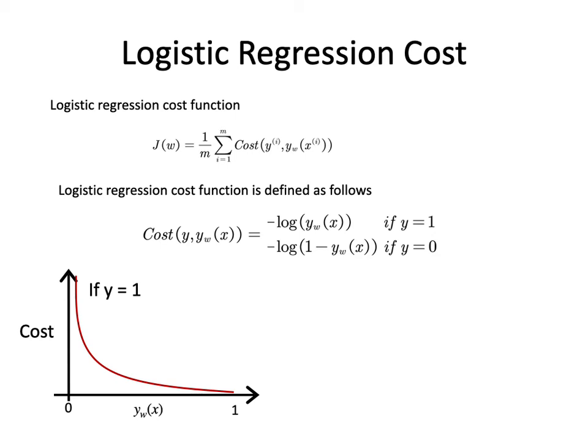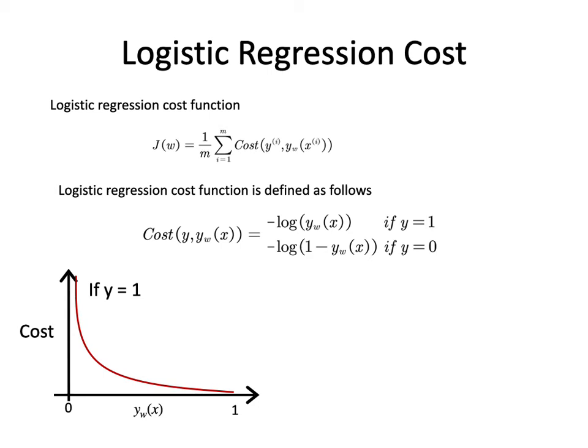The binary cross entropy can be divided into two separate cost functions, one for y equal to 1 and another for y equal to 0. So we can see here, the cost function will be minus log of y(w)(x) if we are predicting y equal to 1, and it will be minus log of 1 minus our model output, y(w)(x), when we are predicting y equal to 0.